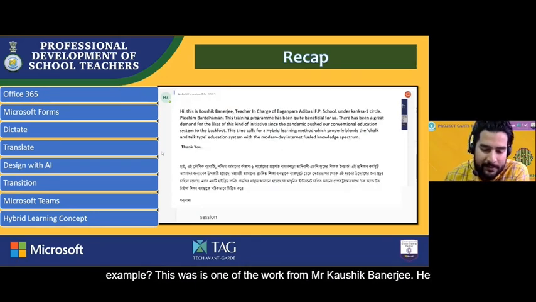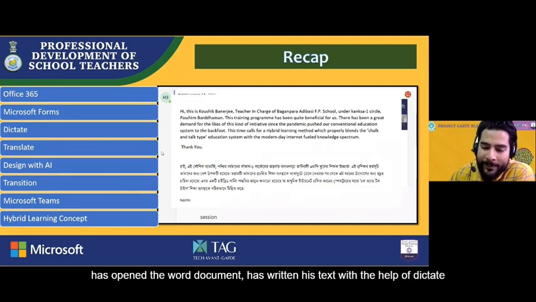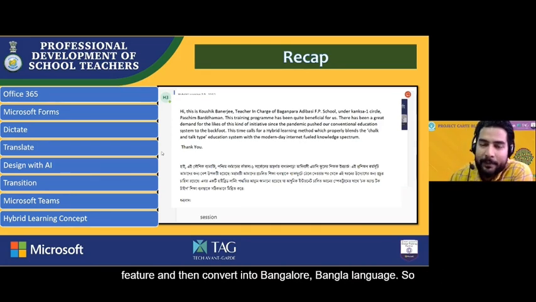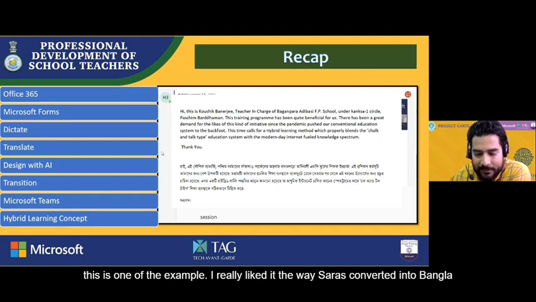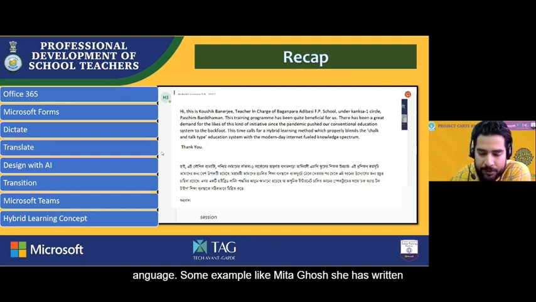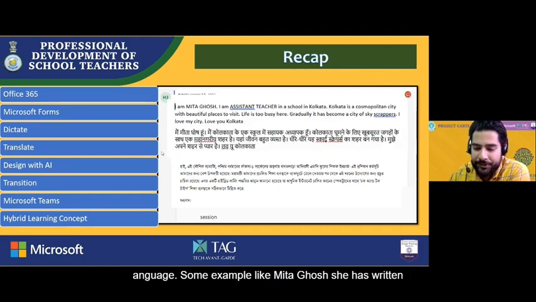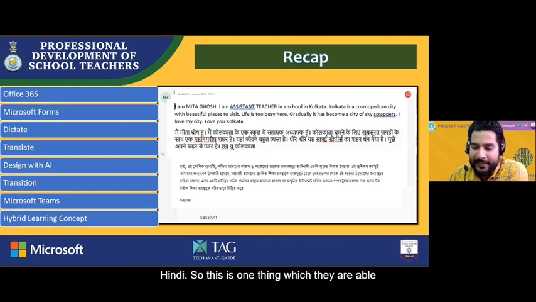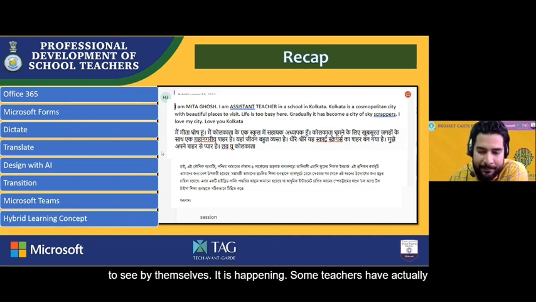Example, this was one of the works from Mr. Kaushik Banerjee. He has opened the Word document. He has written his text with the help of the dictate feature and then converted it into Bangla language. So this is one of the examples. I really liked the way Sir has converted into Bangla language. Some examples like Meeta Ghosh, she has written in English and she has converted into Hindi. So this is one thing which they are able to see by themselves, it is happening.